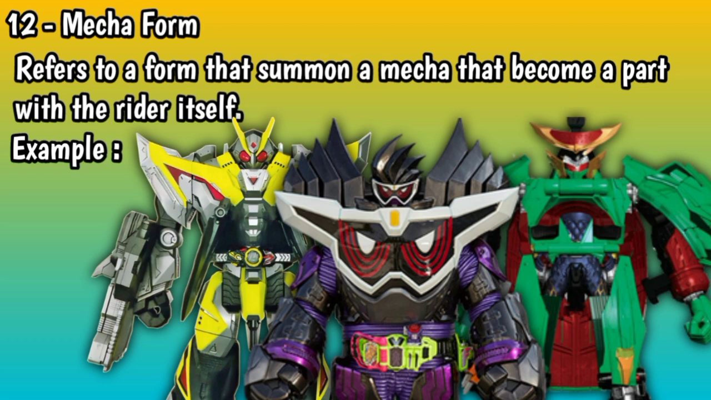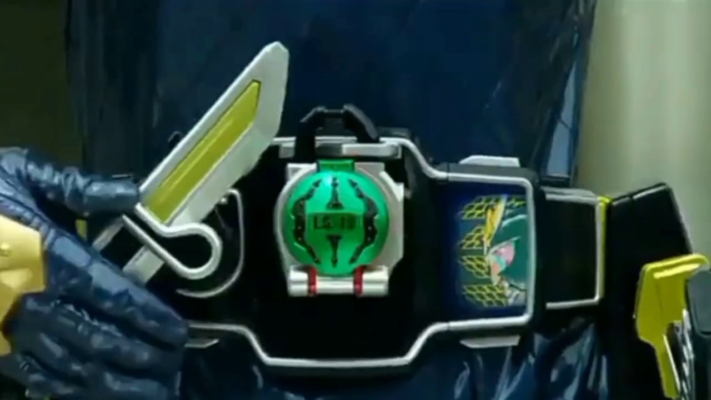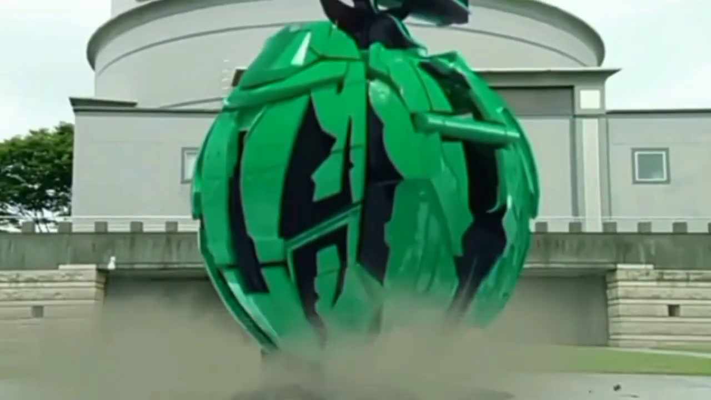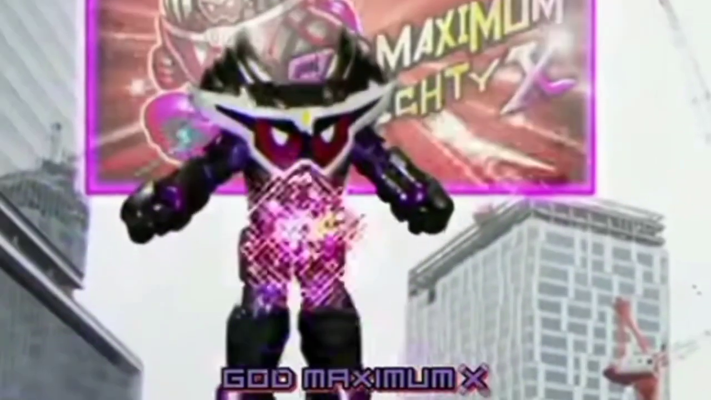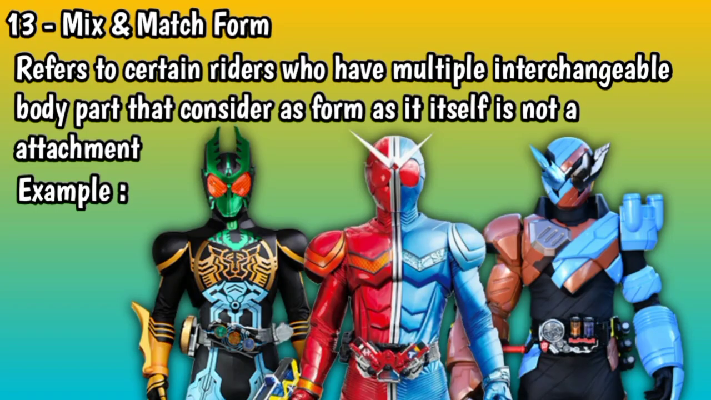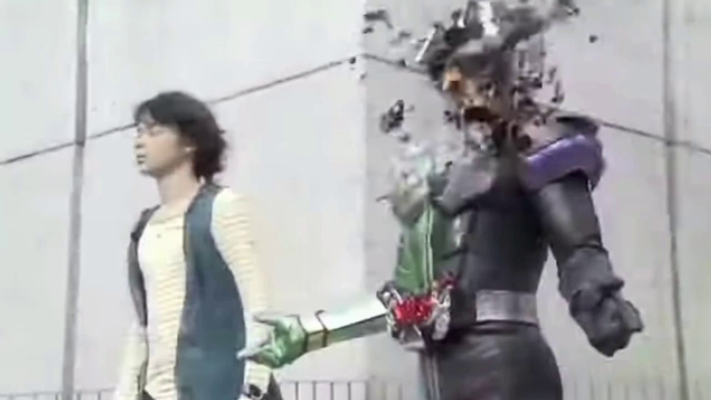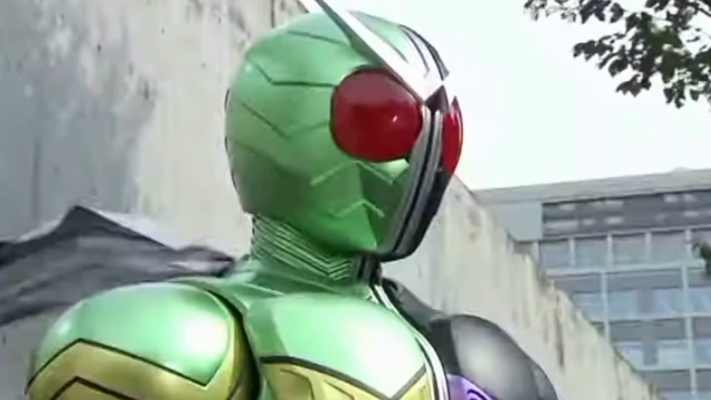Next is mecha form, which refers to a form that summons a mecha that becomes part of the rider itself. Most of the time the form only exists in CGI, but there are times where an actual suit was made. Next is mix and match form, which refers to certain riders who have multiple interchangeable body parts that are considered a form in themselves, and it is not an attachment. This form only exists for OOO, Double, and Build, at least so far.